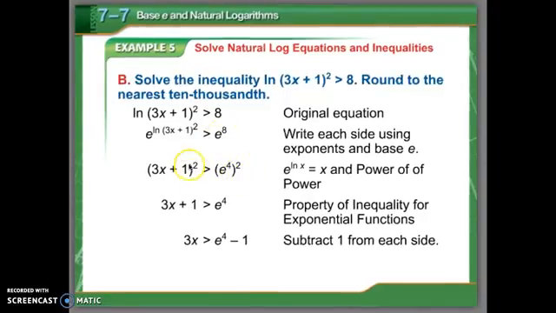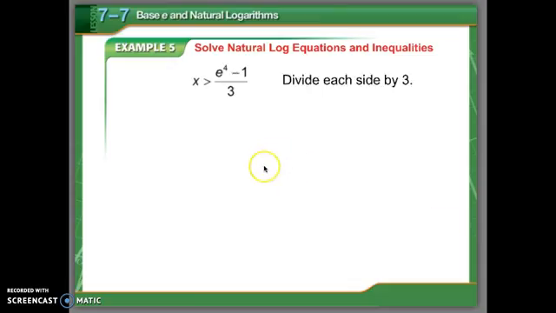Now we both have squares on each side, so we're going to drop the squares. And we're left with 3x plus 1 is greater than e to the 4th. We're going to subtract 1 from each side. So we have 3x greater than e to the 4th minus 1. And then in our next step, we're going to divide both sides by 3. We're going to put this in the calculator, e to the 4th minus 1, and then divide that by 3, and we should get 17.8661. So our answer is x greater than 17.8661.